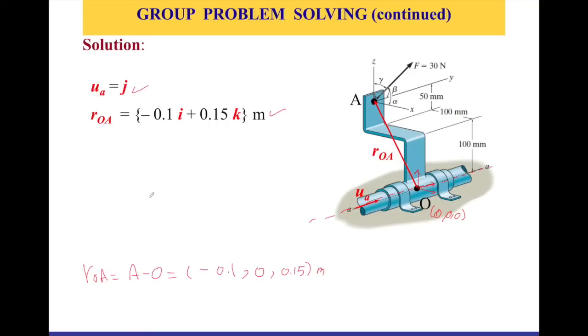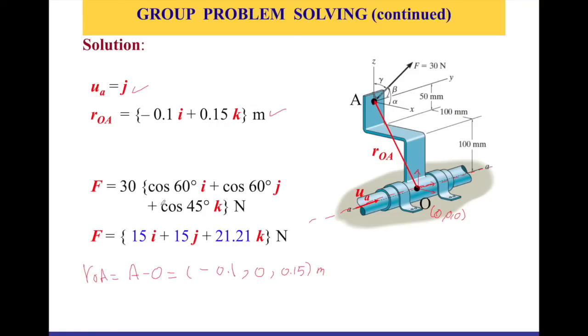So the next step is finding the force in Cartesian form. We were given the coordinate angles. So alpha is 60, beta is 60, and gamma is 45. You can use the formula that we had before, that your force is the magnitude multiplied by cosine alpha i, the unit vector, plus cosine beta j plus cosine gamma k. And if you do the multiplication, you end up with this value for the force. So now I have the force in Cartesian form.